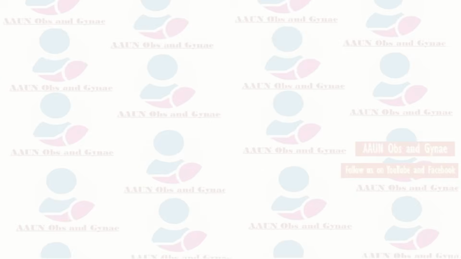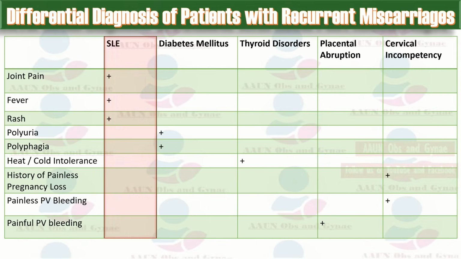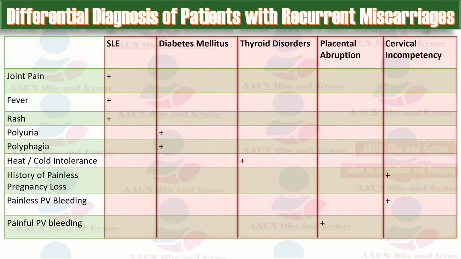For SLE, ask about the joint pain, fever, and rash. And for the diabetes, ask about any history of polyuria and polyphagia. For thyroid illnesses, ask about any history of heat and cold intolerance. And for placental abruption, ask about painful PV bleeding. And for painless PV bleeding and history of painless pregnancy loss, by asking these questions, we can rule out the cervical incompetency.